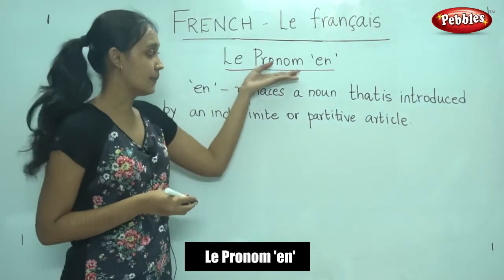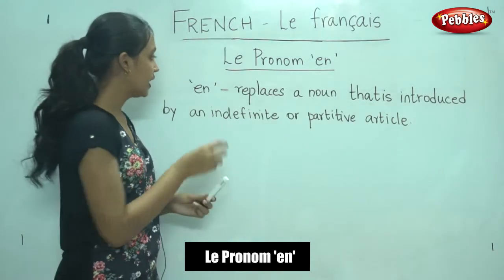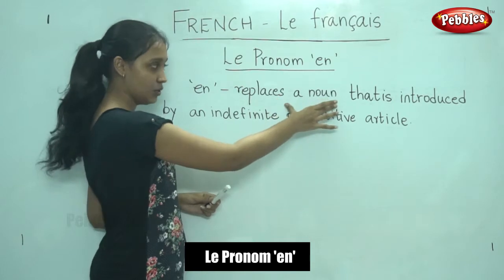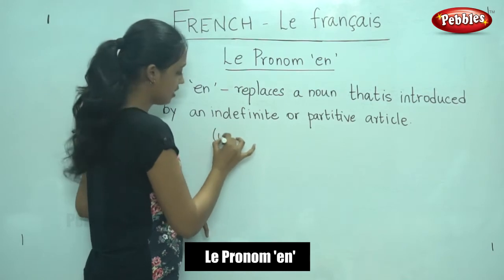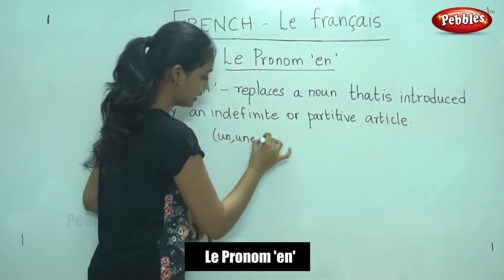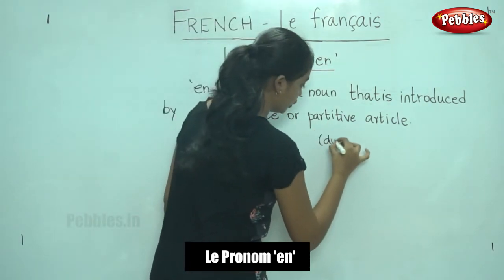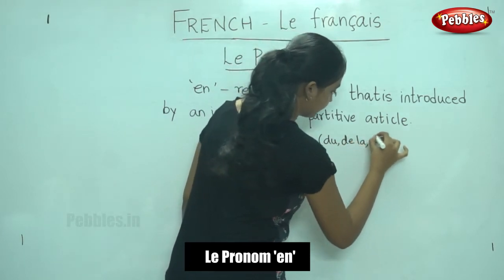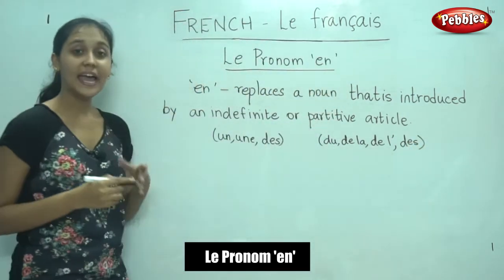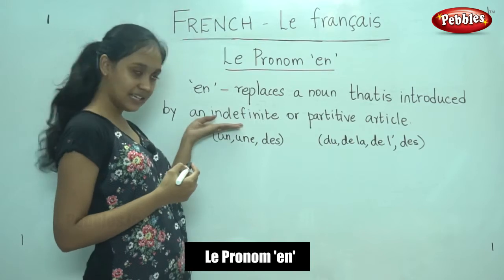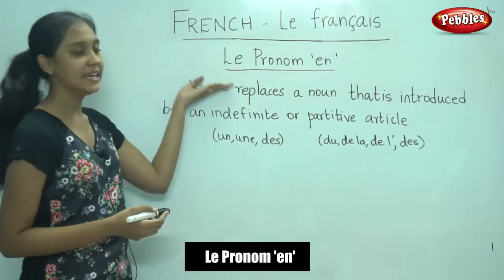So en is a pronoun. So normally what does a pronoun do? It replaces a noun. Now this pronoun replaces a noun that is introduced by an indefinite article. What is an indefinite article? It is un, une, des. And partitive article is du, de la, de l' apostrophe and des. So any noun that is introduced by an indefinite article or a partitive article can be replaced using en.